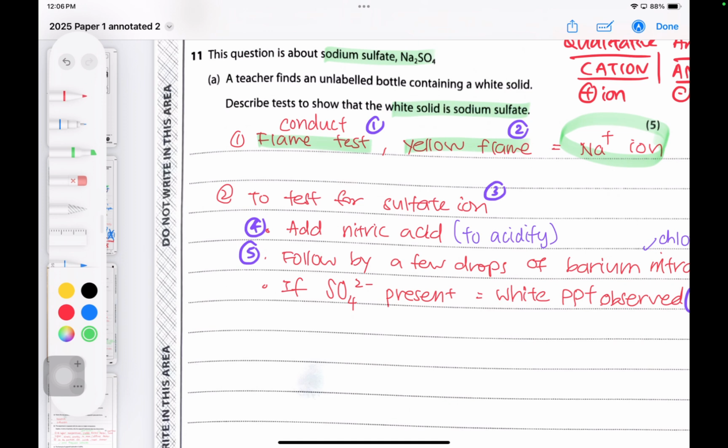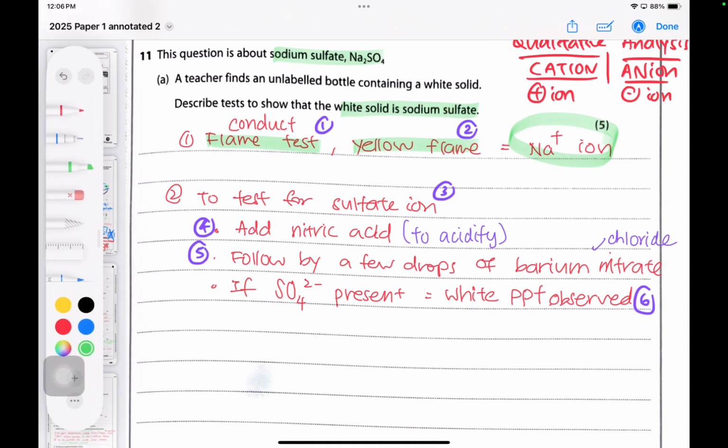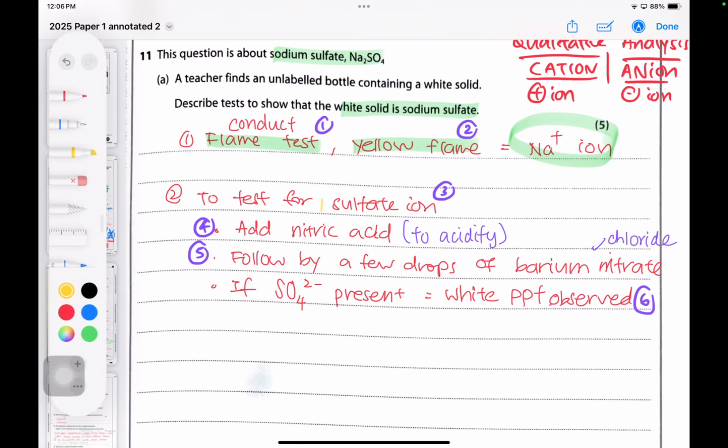Okay, alright, so we're going to look into the anion part here. For the anion, I'm going to use yellow. So for the test of anion, the anion in this case is our sulfate, which is our SO4 2-. To test for sulfate, by the way, the purple color parts are basically your marks. So if you have written this out and written the yellow flame out, you have gotten 2 out of 5 marks. So the other 3 marks go into the sulfate ion.